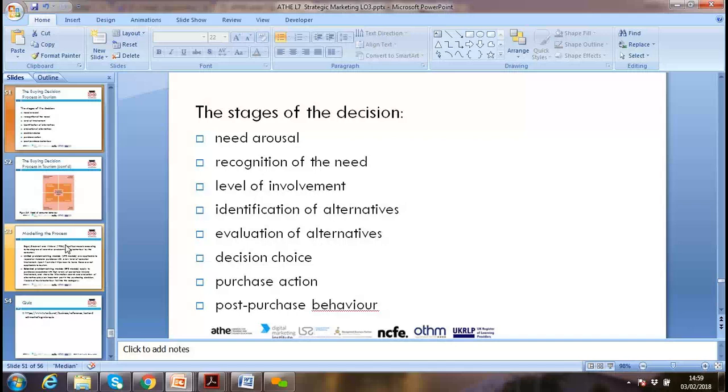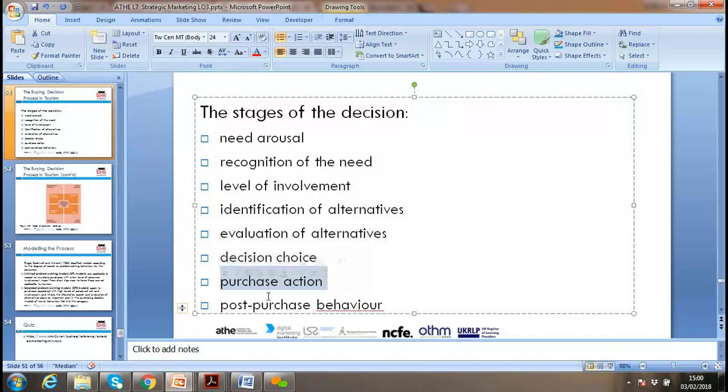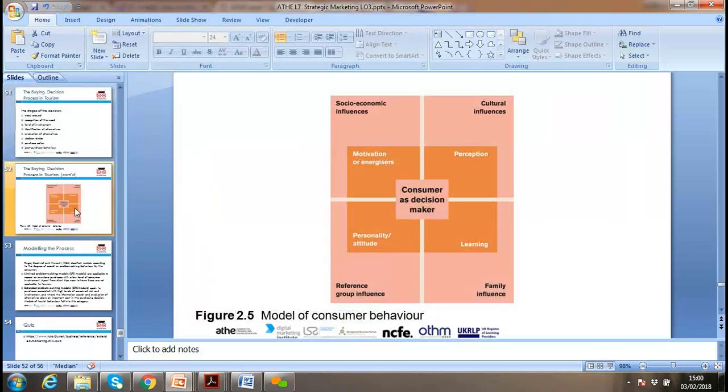So people make decisions from the choices. We need to look at the evaluation of various alternatives. People always look in terms of time, in terms of cost, in terms of security, in terms of other needs. Purchase action: then people make the decision and purchase. And the post-purchase behavior. So we need to look at the post-purchase behavior of the consumer as well.